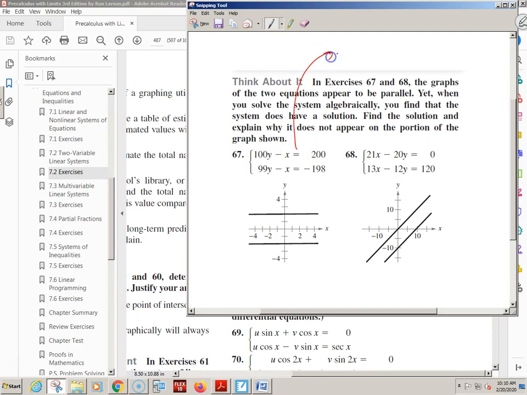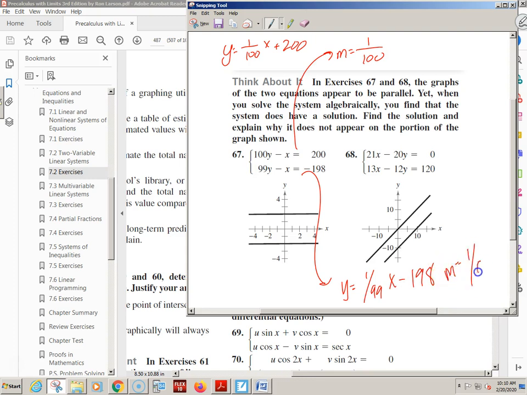Who's this guy's slope? How steep is that slope? Go up 1 and over 100. Yeah, fair, right? But what's this guy's slope? So long story short, are they super, super similar? Yep. Are they the same? Nope.